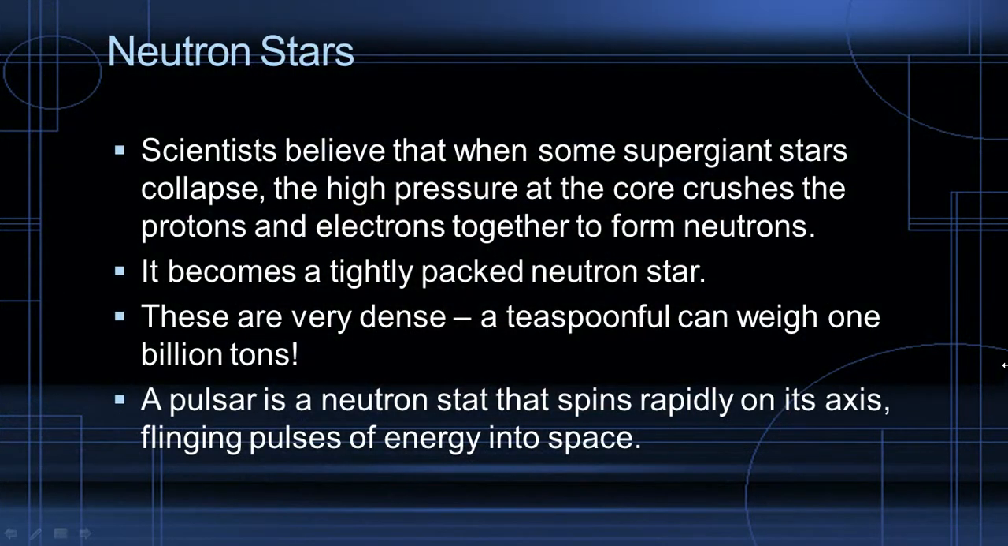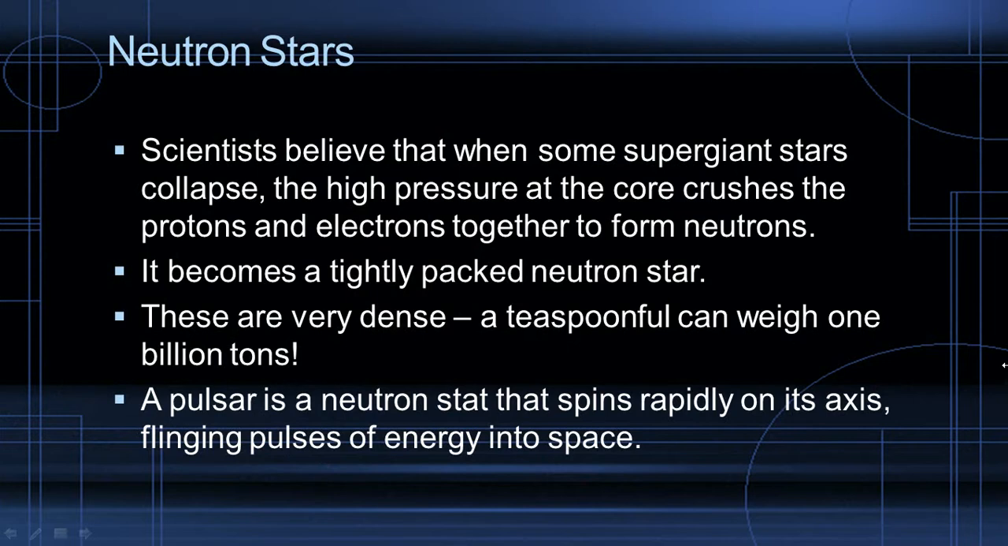Neutron stars are fascinating. Scientists believe that some supergiants will collapse, and then of course it forms a high pressure at the core and it crushes protons and electrons together to make neutrons. Now we know from radioactivity that protons and electrons together probably are what form neutrons, with something called a little neutrino that's in there. But remember, this is very much still theory. We haven't been to these stars, obviously, and this is just a working theory like all science. It seems to have some fairly decent evidence behind it.